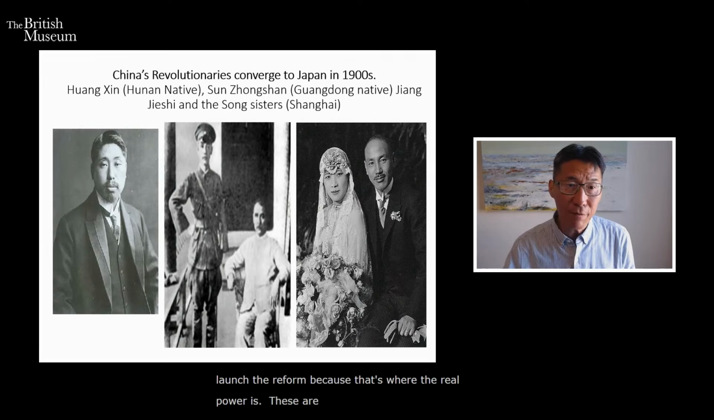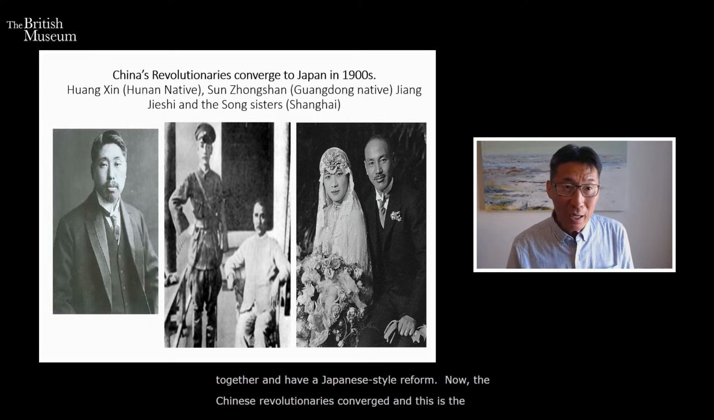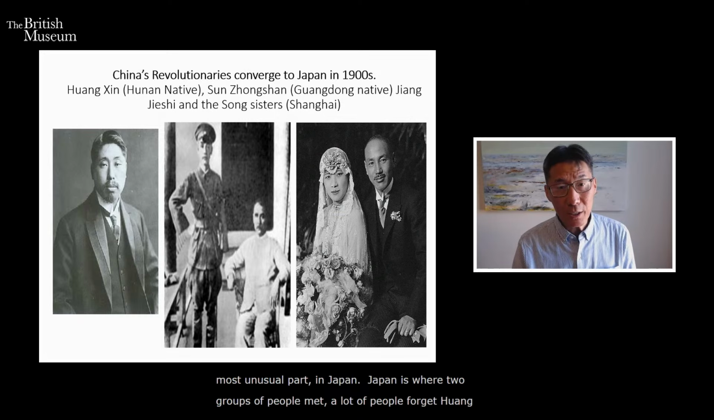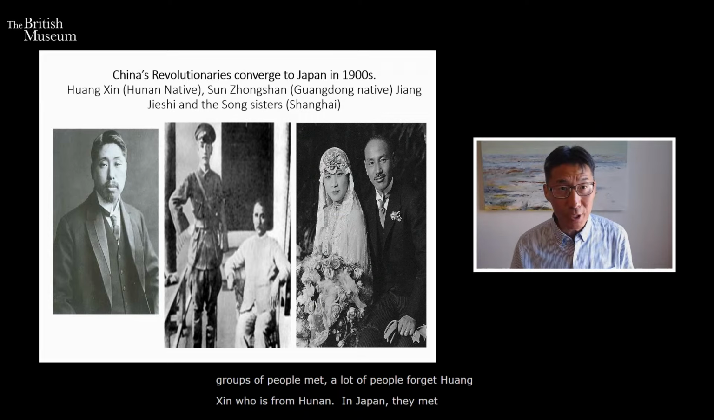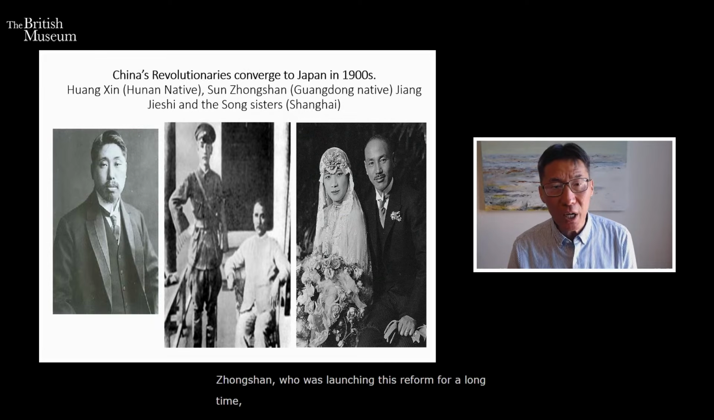Now, Chinese revolutionaries eventually converged, and this is the most unusual part, in Japan. In Japan is where two groups of people met. A lot of people forgot Huang Xing, who is from Hunan. And in Japan, he particularly met Sun Zhongshan, who had been launching revolution from Guangdong, from outside China, for a long, long time. And also later, Jiang Jieshi, who was, of course, the most important leader. Jiang Jieshi was doing a degree in Japan. And Sun Zhongshan spent a long, long time in Japan.